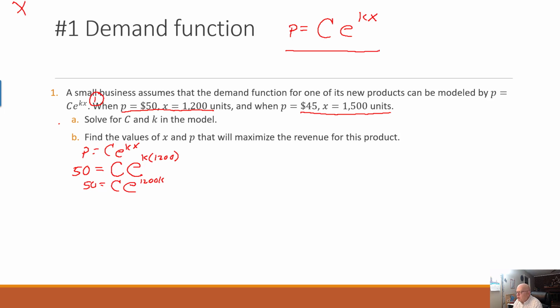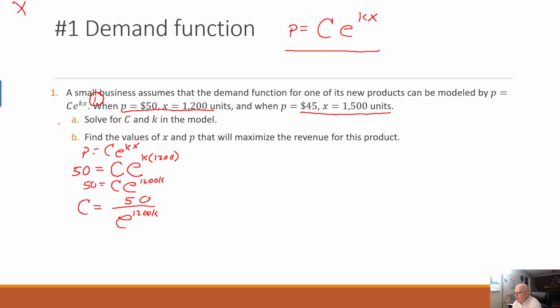Now the next thing I'm going to do is I'm going to solve this for C. I'm going to divide both sides by the e to the 1,200k. So that gives me C equals 50 over e^(1,200k). Okay, hold on to that.